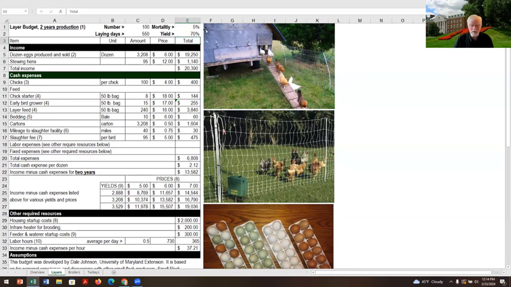Okay, mortality, and whatever you think it's going to be. All right, so now I've got my income, my egg income, and the hens when I get rid of them. And again, this is income for 2 years.